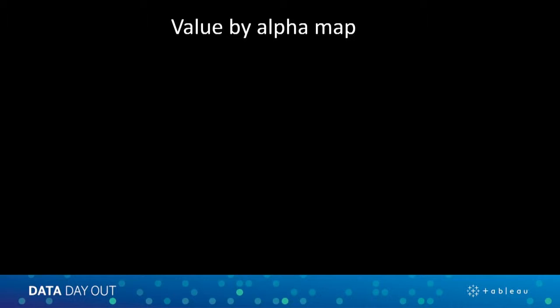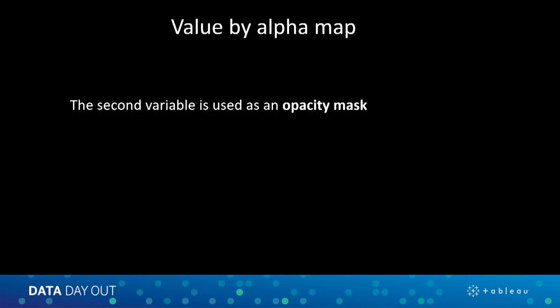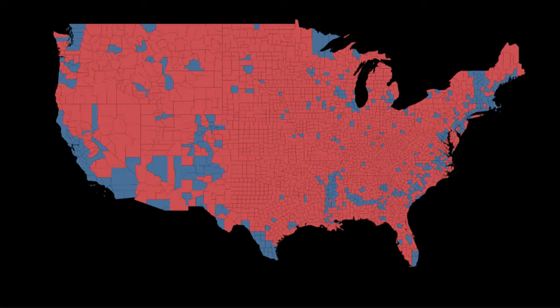So we can use the same techniques, but for a different purpose, if we deal with a value by alpha map. The idea here is that you will use the second variable as an opacity mask. For instance, if you want to factor in the population of the area. So let's have a look at this example.